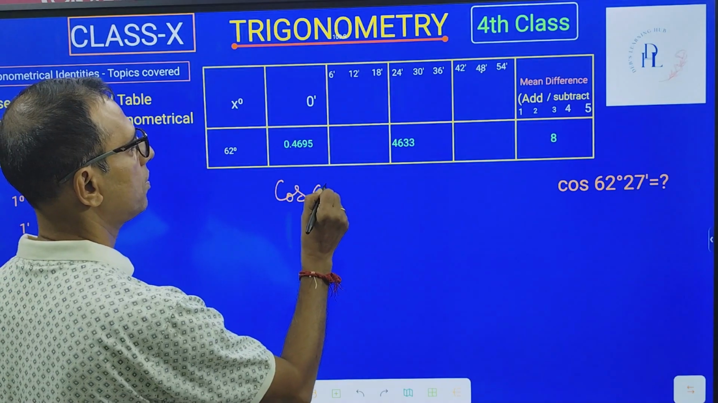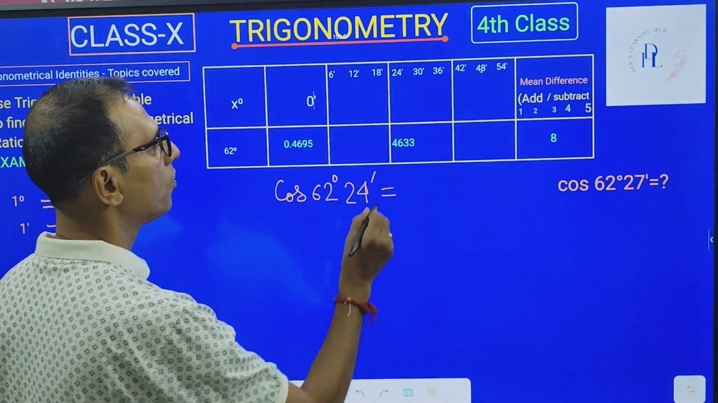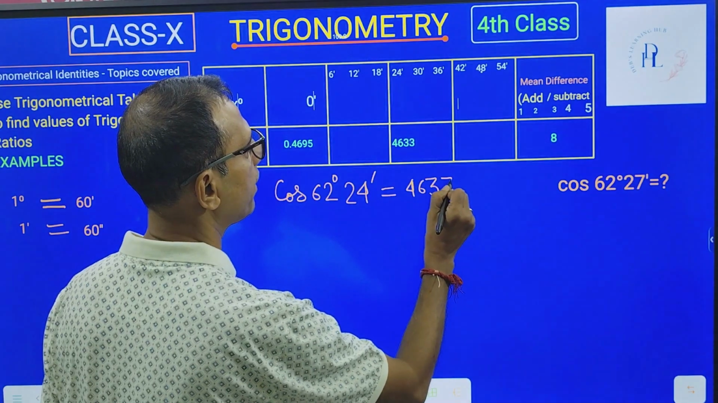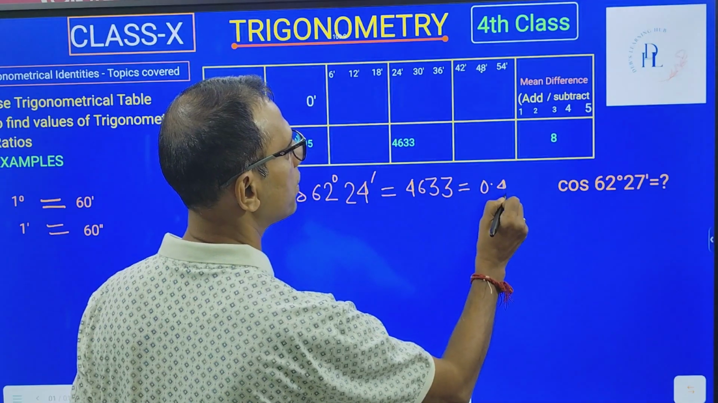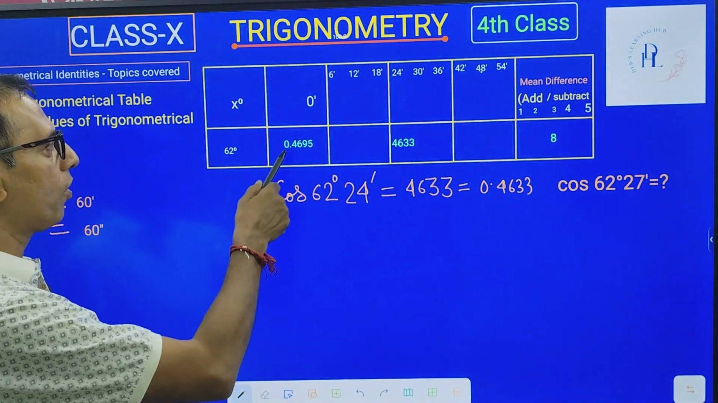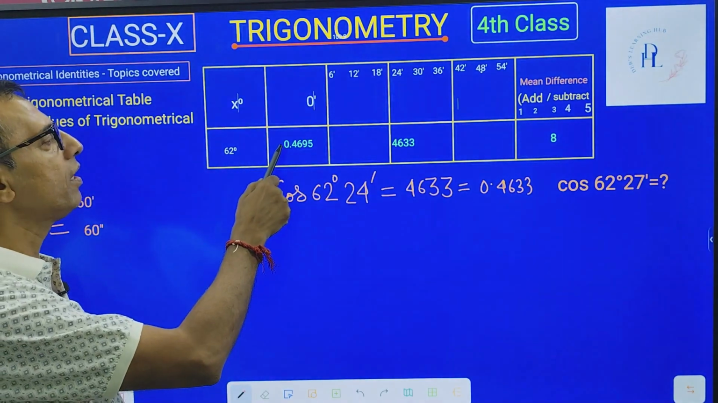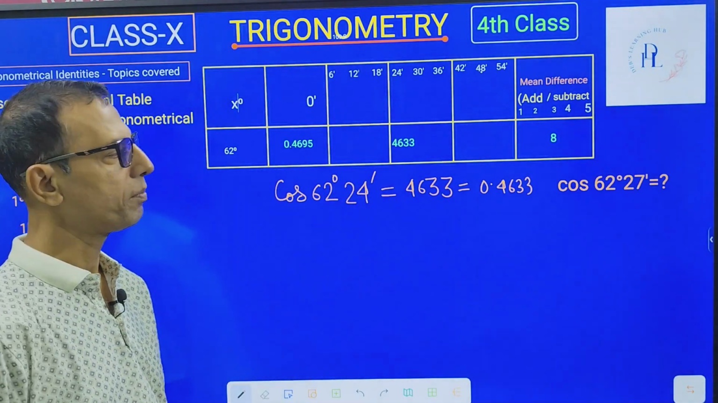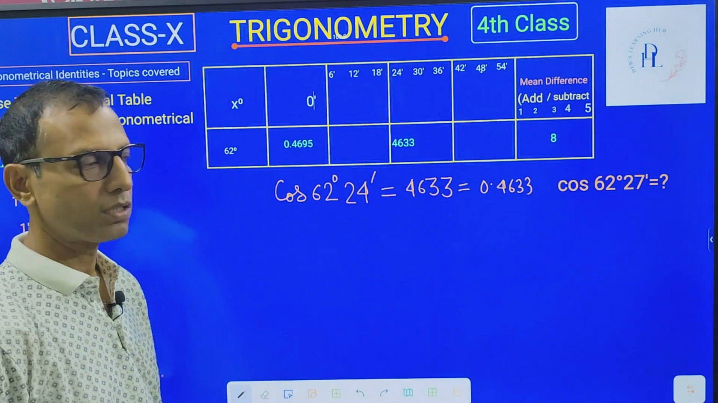Cos of 62 degree 24 minute is already given in the table, which is 4633 divided by 10,000. You don't need to show this division, but it is 0.4633. This is already given in the table. It is given as a 4th decimal number, and for the rest of the numbers also you need to convert it into a 4th decimal number, and for that you divide any number that is not decimal by 10,000, right?